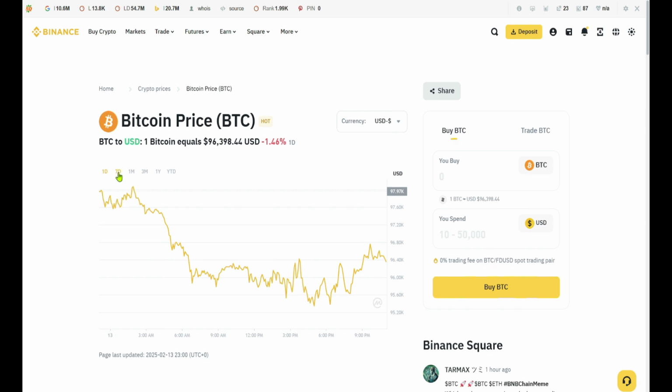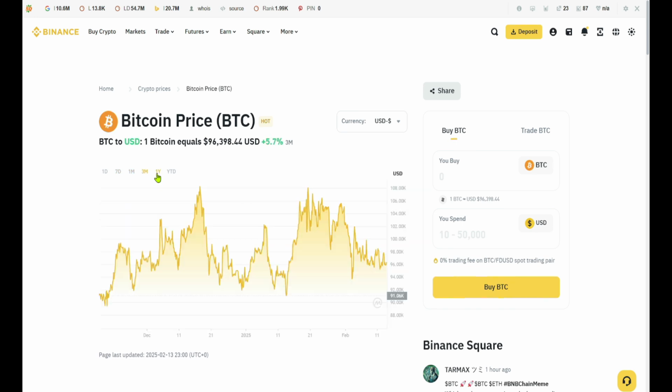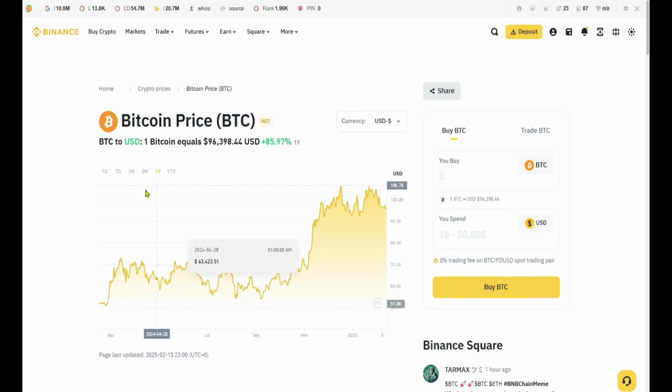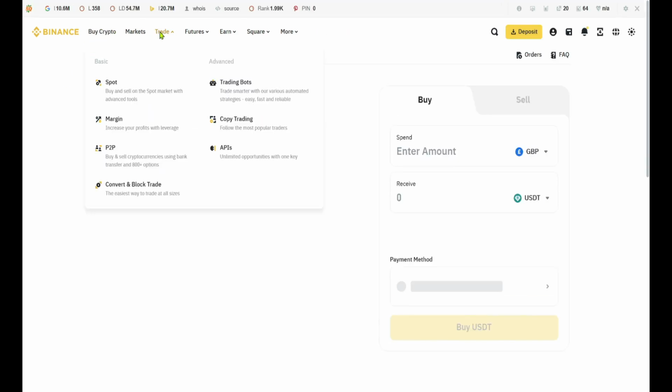You can select 7 days, 1 month, 3 months, for the past year, and a lot of it depends on your range of time you want to know the Bitcoin price. So this graph shows Bitcoin is gaining momentum and the price is increasing. So this is again buy and sell, market trade.